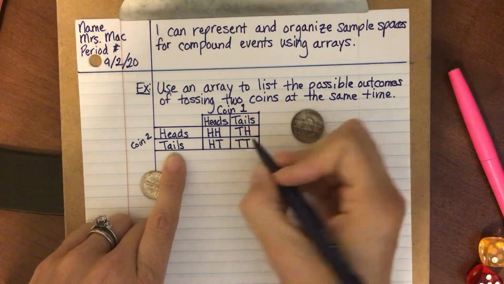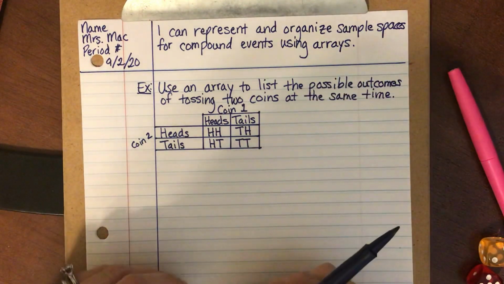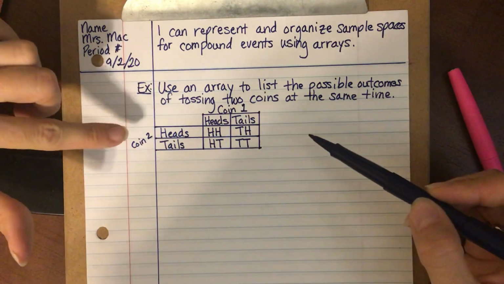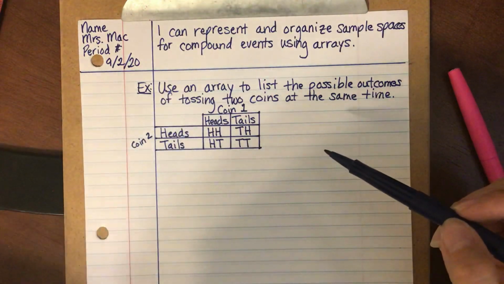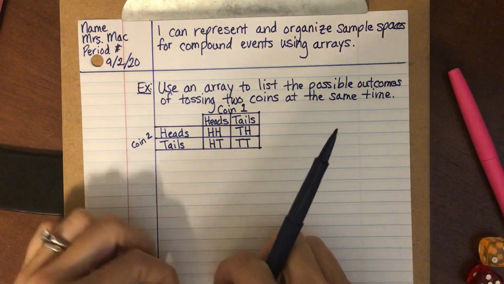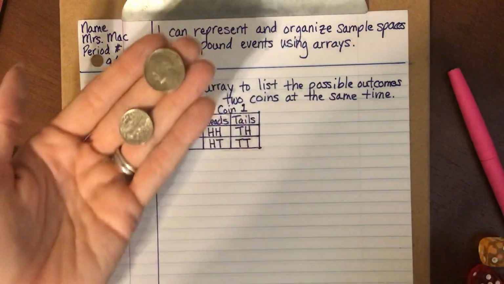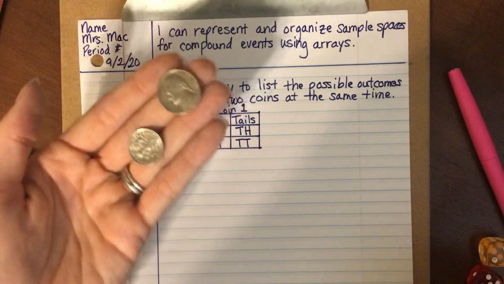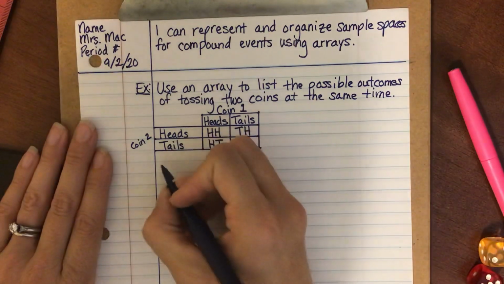And now let's say that coin 1 is tails and coin 2 is tails, then you get tails, tails. Now a sample space for this is considered compound probability because you have more than one thing happening. You have two different things that you have to find the probability of and mold it all together into one. So let's look at the sample space for this.